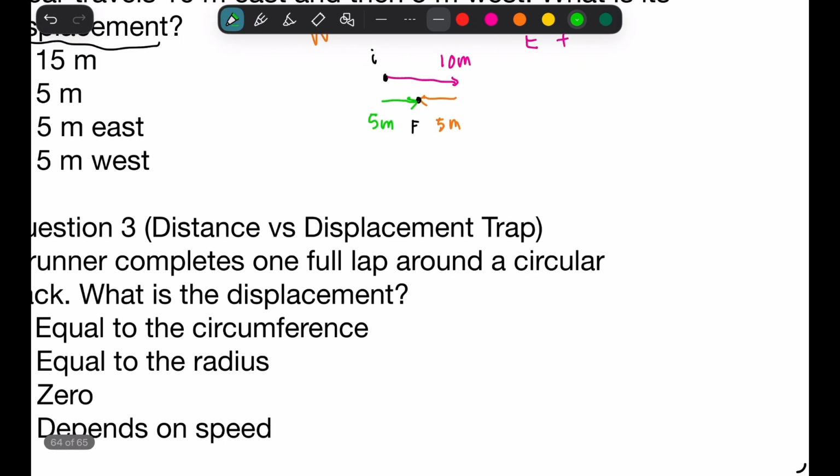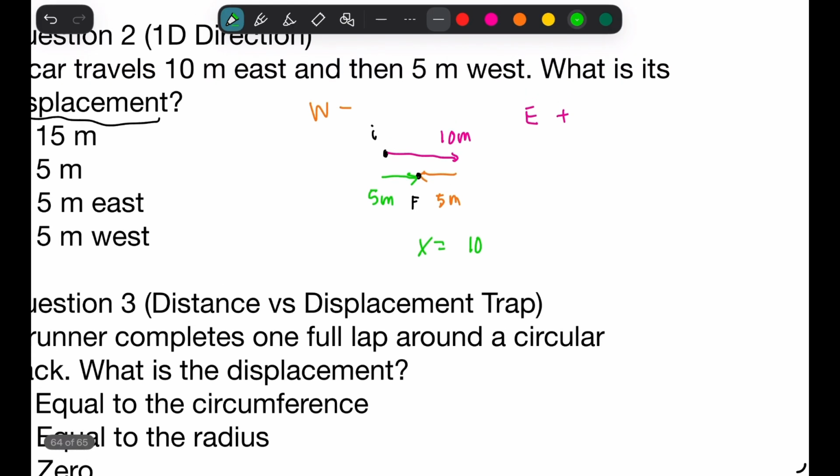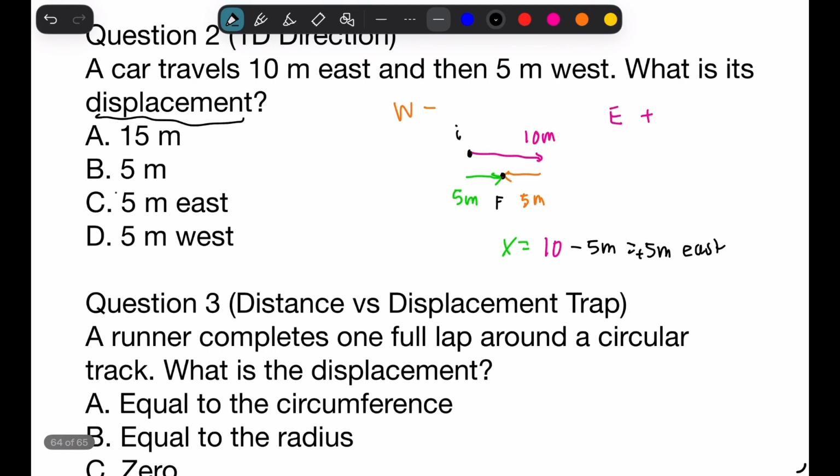And we can find this mathematically with x is equal to 10, which is how much we traveled in the east direction, positive, minus how much we traveled in the west direction, so that was 5 meters. And this gives us 5 meters, and this is a positive value, so that's how we know that we traveled to the east.